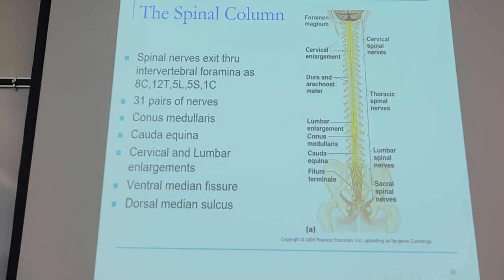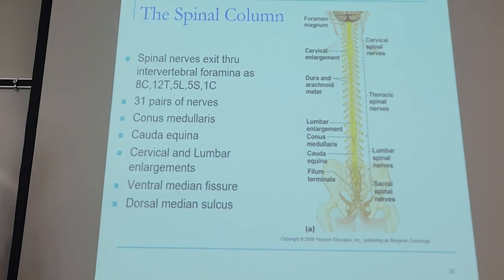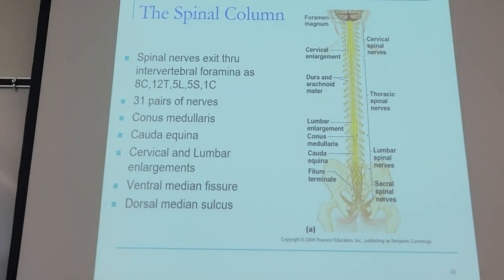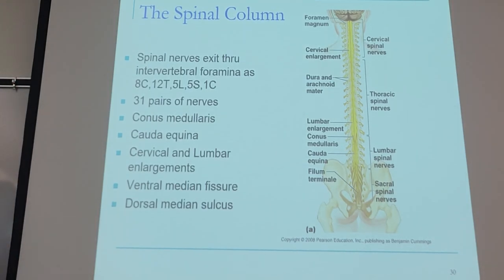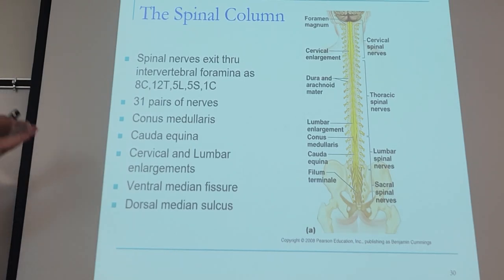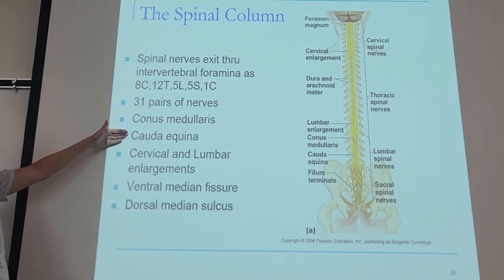Okay, so let's just review a little stuff. Some of this I can just breeze through because we've already seen it in lab. So let's turn to the spinal column and the spinal cord. We already know from lab: 8 cervical nerves, 12 thoracic, 5 lumbar, 5 sacral, 1 coccygeal. On either side, we have 31 pairs, okay? 31 pairs of nerves.